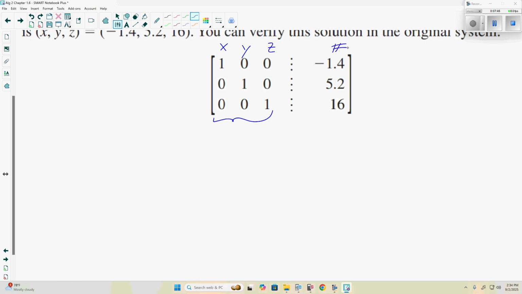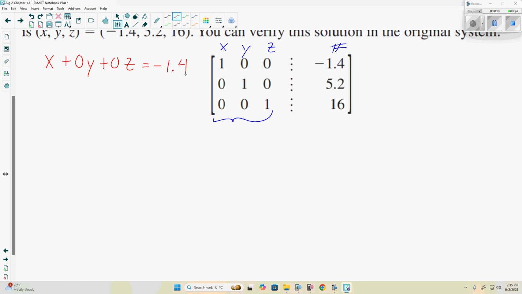And the other side was what it was equal to, yes? So if we fill it back in for the top, we'd say that we have 1x plus 0y plus 0z is equal to negative 1.4. Yes?